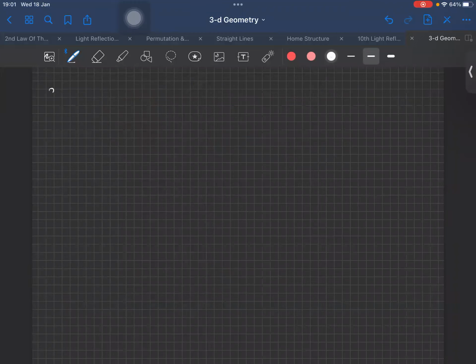Okay, so let's do problem number 3. Name the octants in which the following points lie. The given point is (1, 2, 3). In which octant does it lie? X is positive, y is positive, z is positive, first octant, very good. Correct. Now let's write (-4, 2, 5).